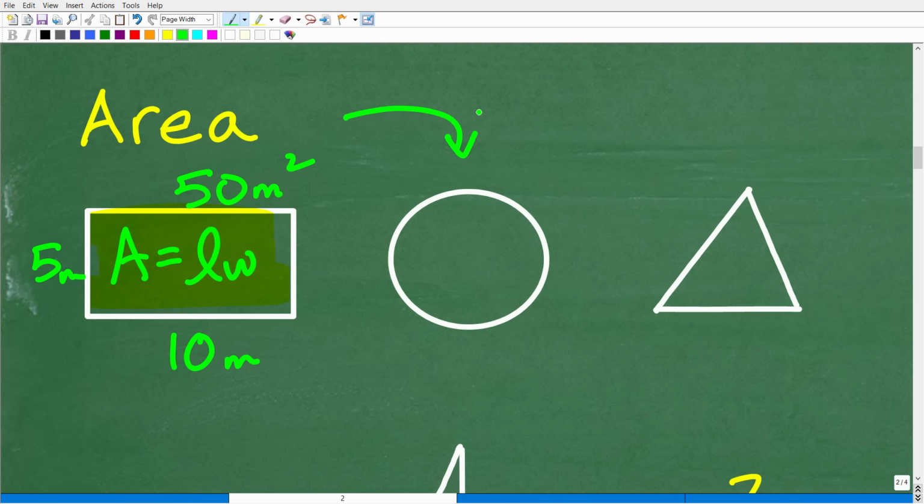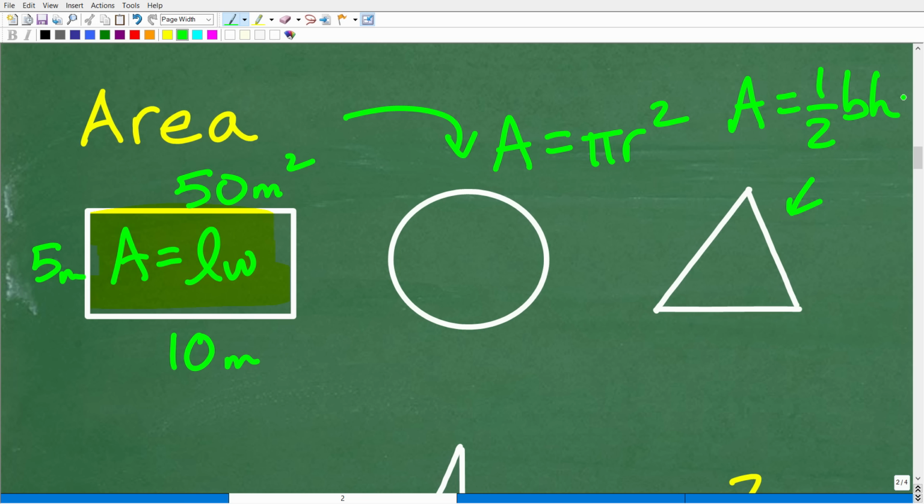So let's find the area of this circle. Well, we can do that as well, but we need the formula. So the formula for the area of a circle is pi r squared. All right, so how about this triangle? Well, indeed, we can find the area of this triangle, but we need the formula. So the area of a triangle is equal to 1/2 base times height.